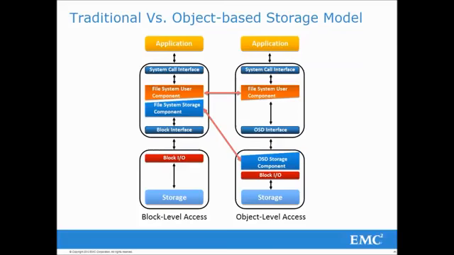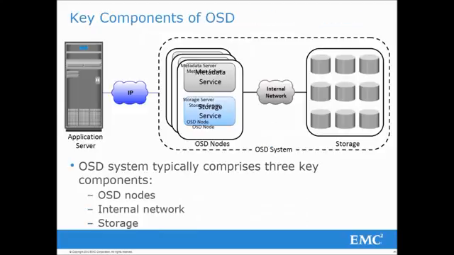Key components of OSD. The OSD system is typically composed of three key components: nodes, private network, and storage. The OSD system is composed of one or more nodes. A node is a server that runs the OSD operating environment and provides services to store, retrieve, and manage data in the system. The OSD node has two key services: metadata service and storage service.